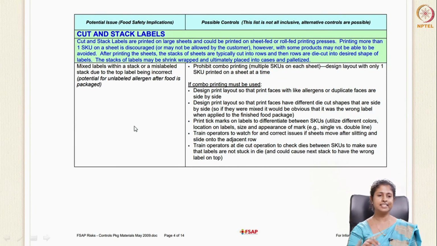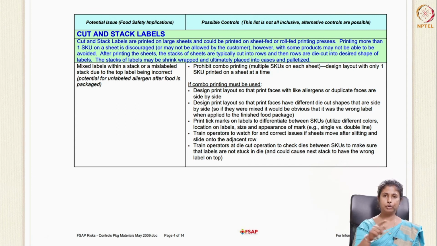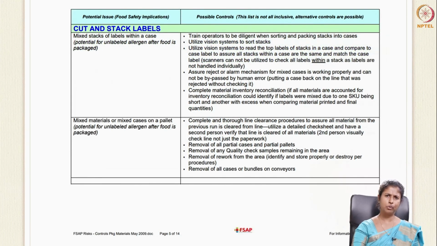Coming to cut and stack labels. The cut and stack labels may be mixed. You'll have one set of labels which is meant for a product, but that might be mixed with another product. So it's going to have a mislabeling. Mislabeling is a big grave mistake because the label might say one thing, the product is something else, which is again a problem. So this all comes under the quality assurance of packaged products. Mixed stacks of labels within a case, just the case mentioned before, in the same case you'll have different kinds of products, which is again a problem.